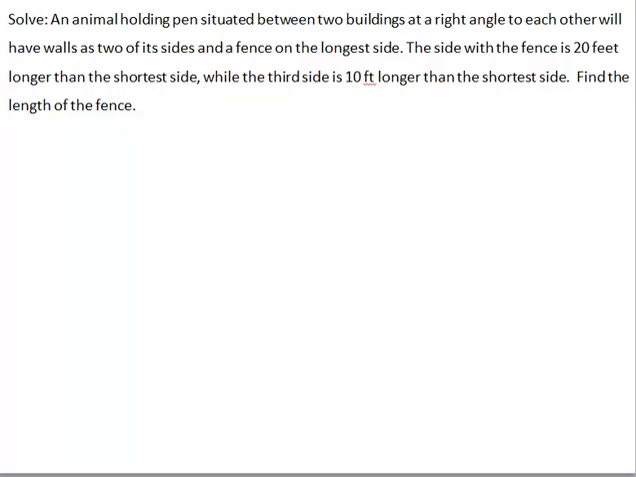An animal holding pen situated between two buildings at a right angle to each other will have walls as two of its sides and a fence on the longest side. The side with the fence is 20 feet longer than the shortest side, while the third side is 10 feet longer than the shortest side. Find the length of the fence.